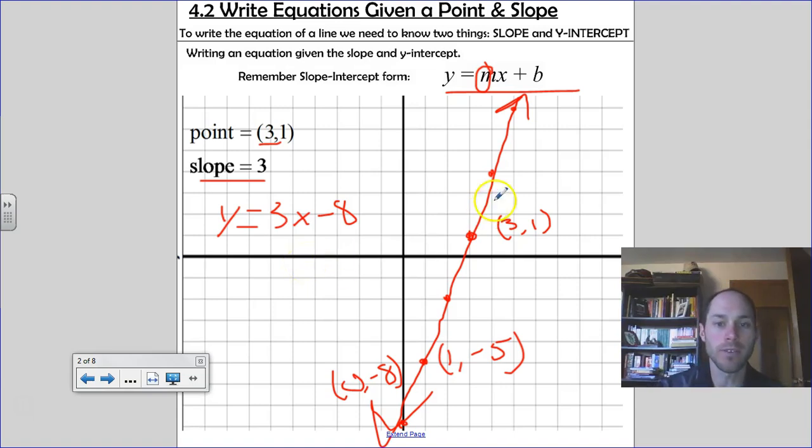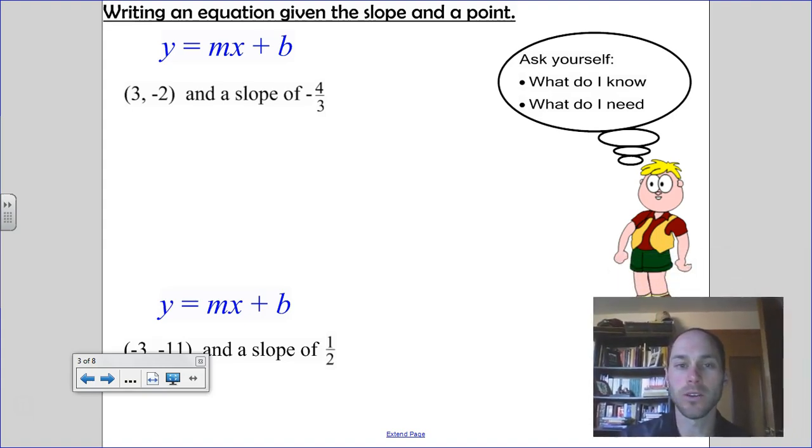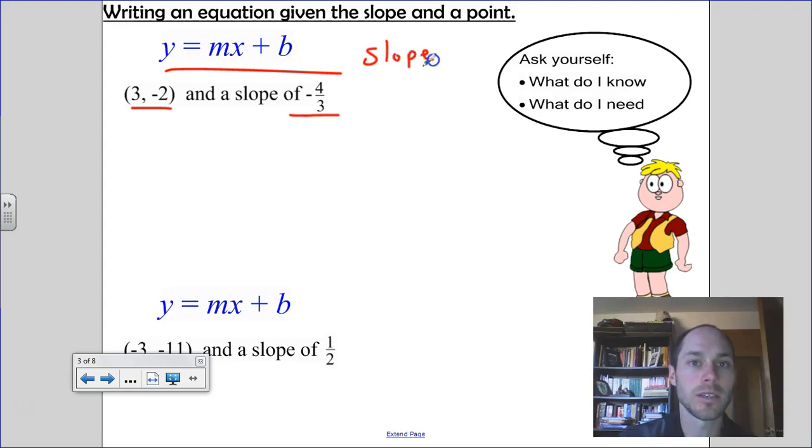Okay, so if you've got a graph and you can find the exact crossing, given your point as your starting point and your slope, we can create our equation that way. Now, we're not always given a graph, and we need to know how to find that algebraically as well. So let's say we have this situation where the point is 3, negative 2 and the slope is negative 4/3. Well, if you're like this guy, you should ask yourself, what do I know and what do I need? Well, if I'm writing an equation, I know a point and the slope, and I need to know the slope and the y-intercept.